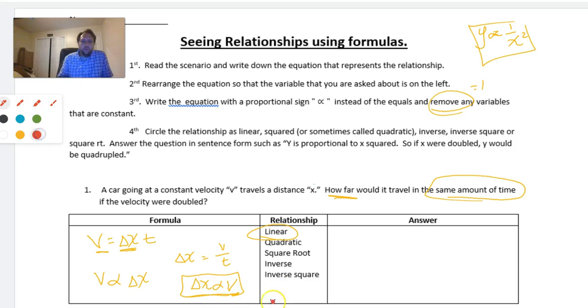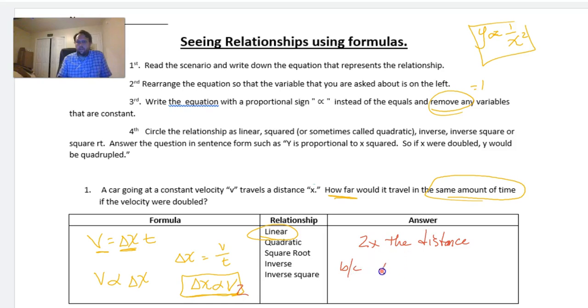But if you double that velocity, v times 2 gives you twice as much. So 2 times the distance is my answer. My justification would be because delta x is directly proportional to v. Okay. So you're going to go ahead and do the rest of those and submit to me when you're done.